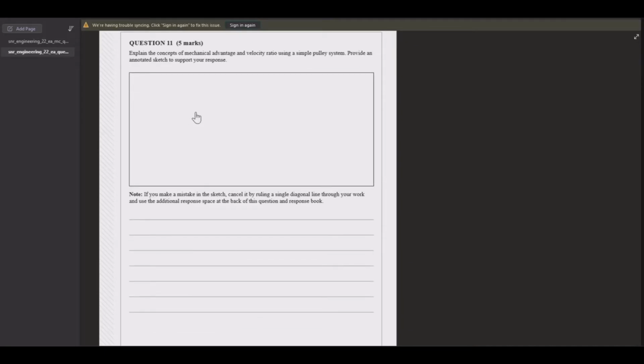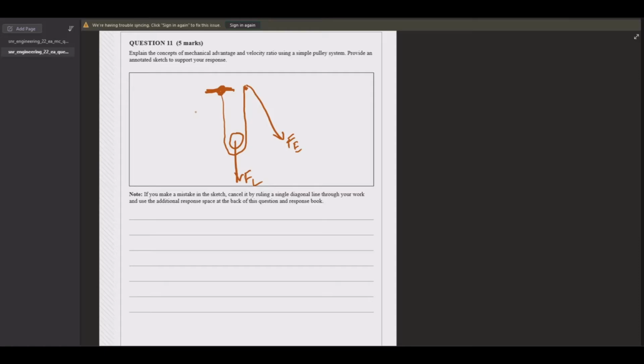This wants us to draw a pulley system to explain concepts of mechanical advantage and velocity ratio. So let's just do this with a simple pulley system, as it asks. Let's draw 2 lines. And let's just say that then we're going to have force of the effort here and force of the load here. And that's a fixed point there.